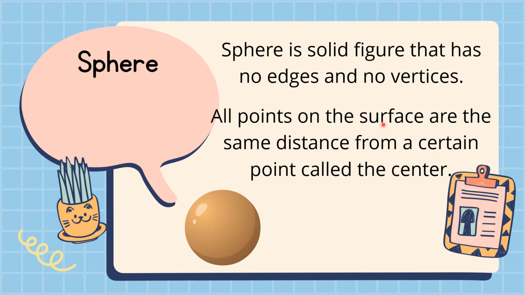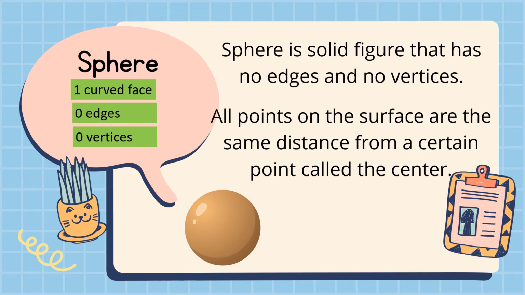All points on the surface are the same distance from a certain point called the center. So just imagine a ball. There is a center wherein all the points on the surface are all the same distance from that center. Okay, so again, a sphere has one curved face, zero edges, and zero vertices.